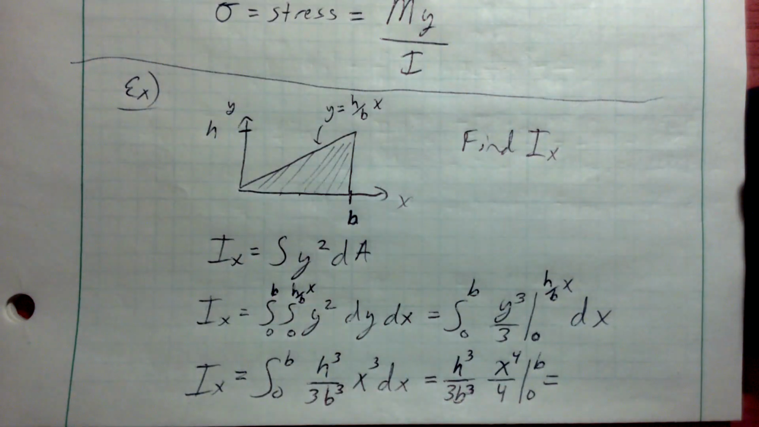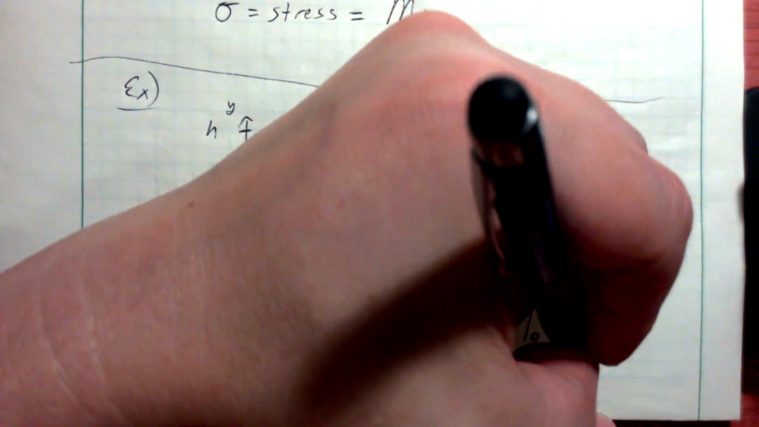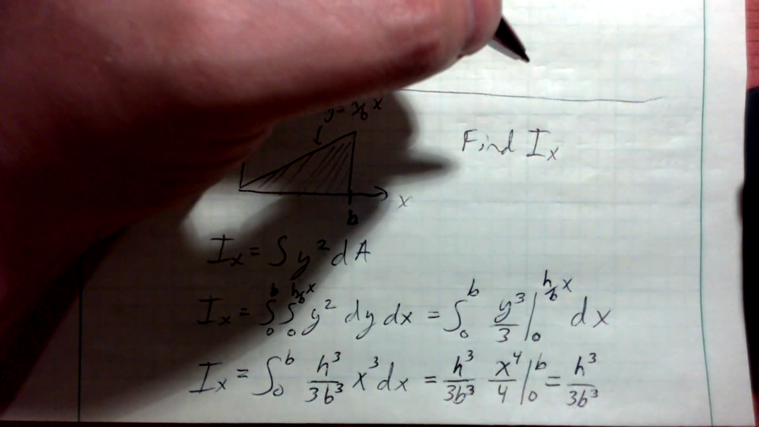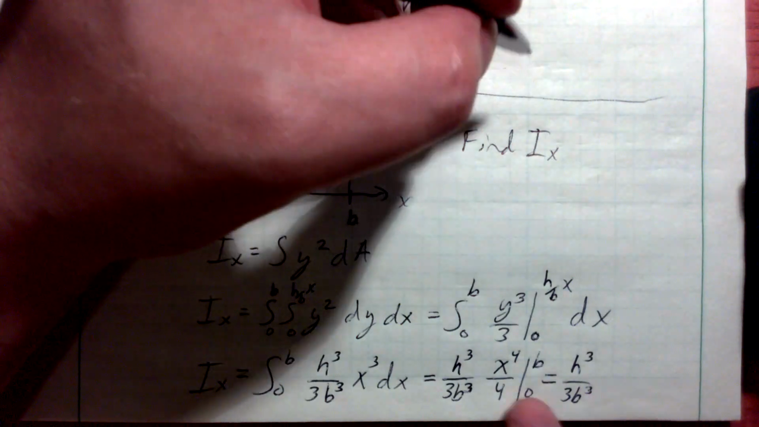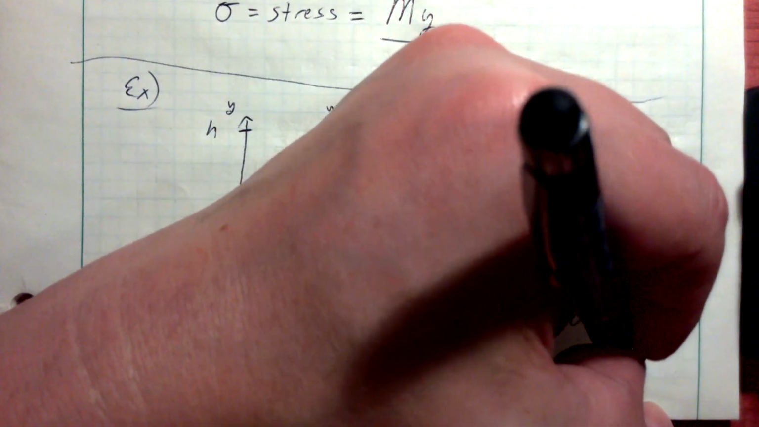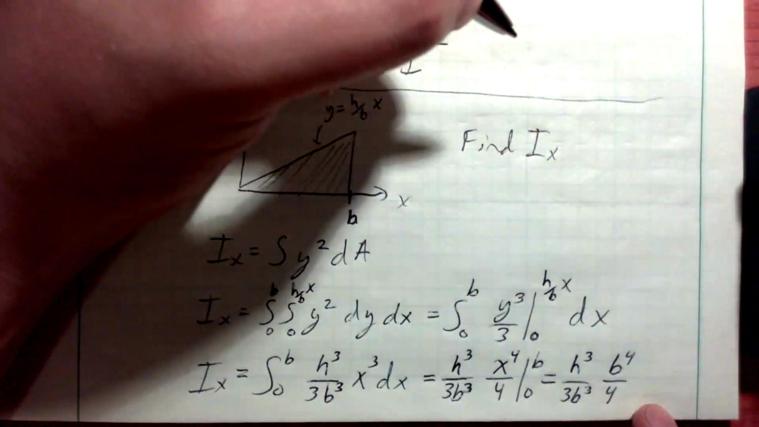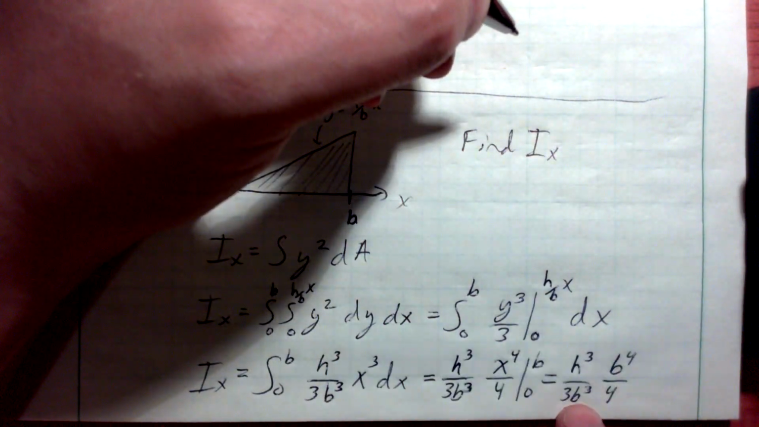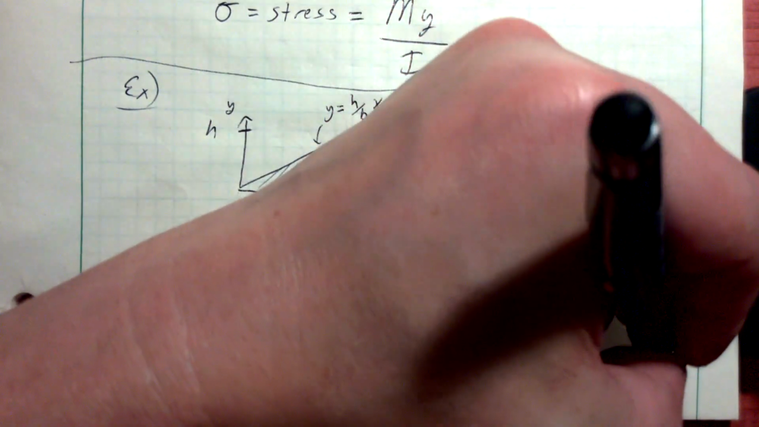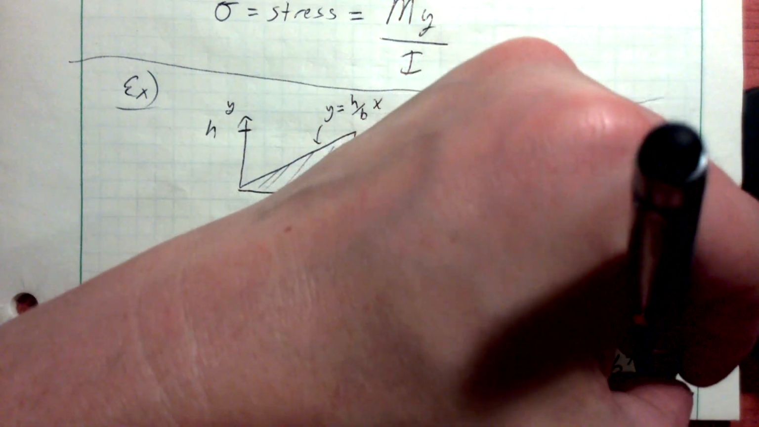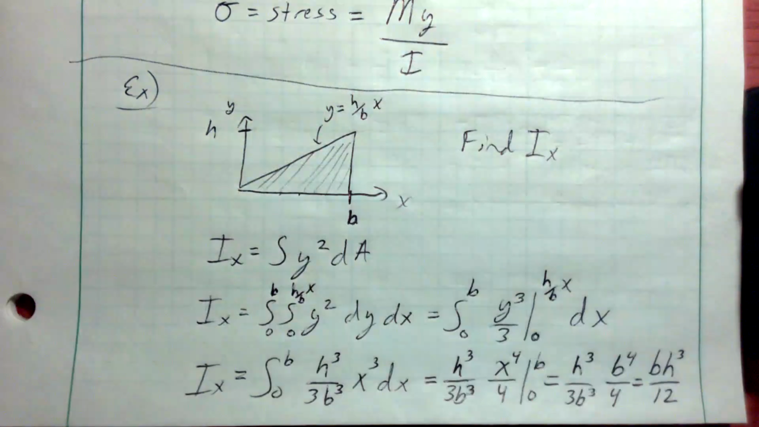So you see what I've got here. You can skip as many of these steps as you're comfortable with. I'm going to leave this h cubed over 3b cubed alone. I'm going to go ahead and plug in b here. Again, you could probably skip this step. That's b to the fourth over 4. I've got b to the fourth in the numerator, b to the third in the denominator, and 3 times 4 in the denominator. So this is going to be bh cubed, or you could write h cubed b, over 12.